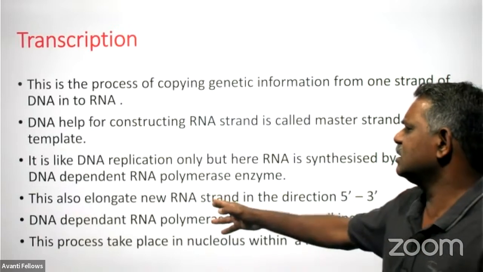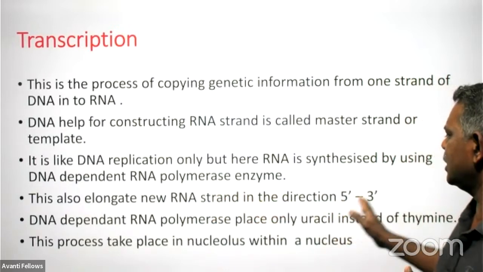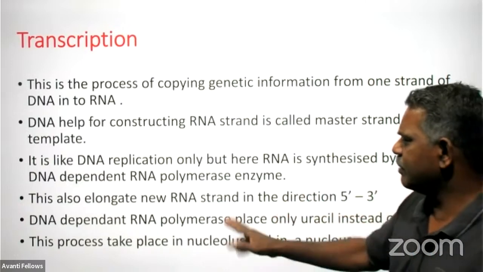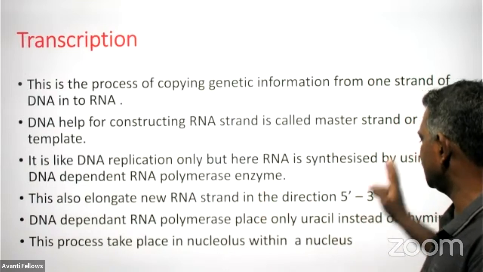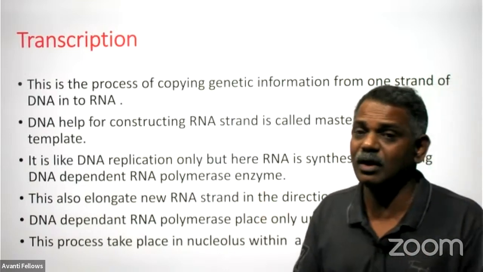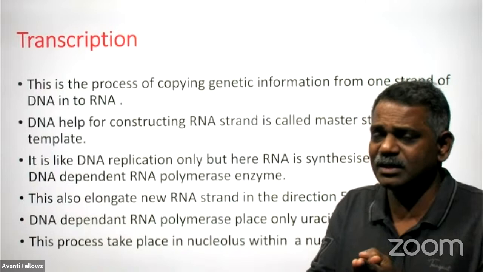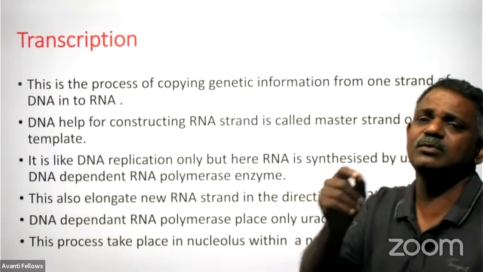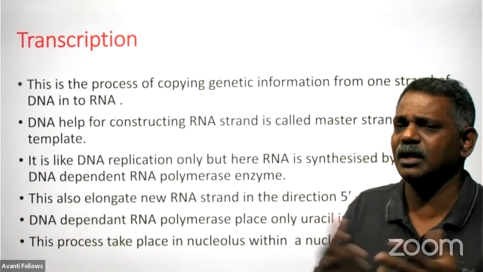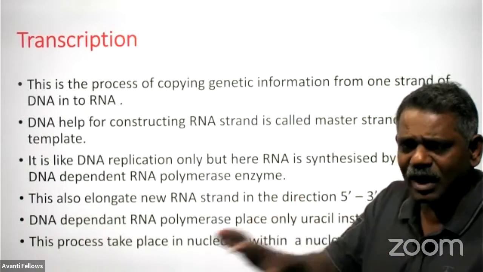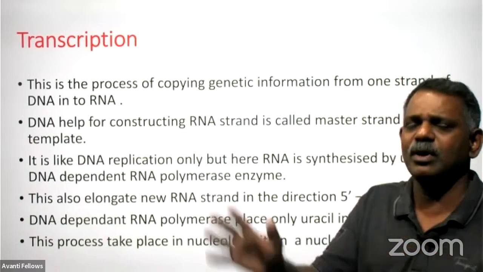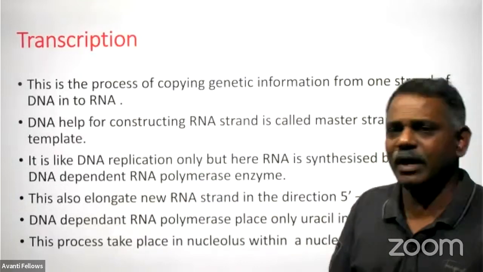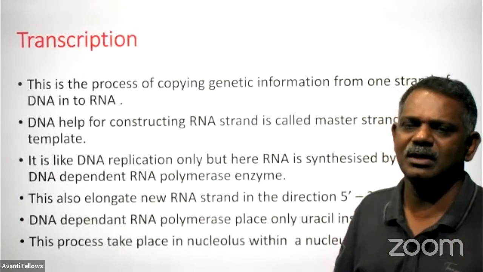And here the new RNA strand is elongated in the same 5' to 3' direction only. DNA-dependent RNA polymerase places only uracil instead of thymine. That you have to remember. DNA polymerase enzyme only elongates the DNA. In DNA, thymine is one of the nitrogenous bases that is not there in RNA, because it is the RNA synthesis only. RNA polymerase is used here to elongate the new strand of RNA by considering one DNA strand as the template.